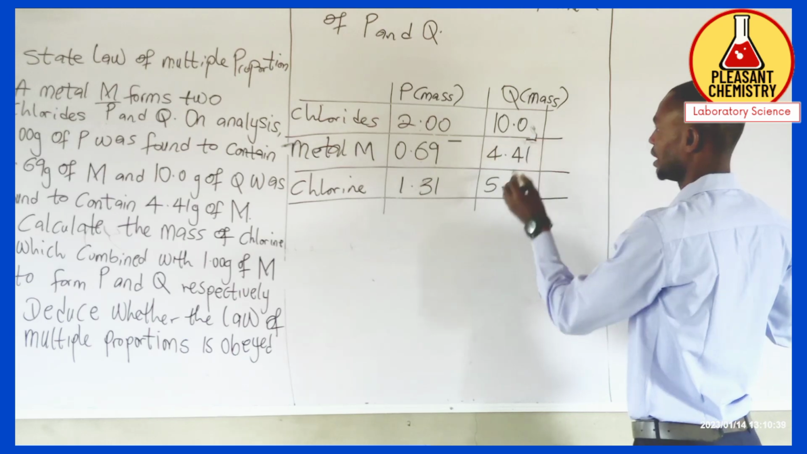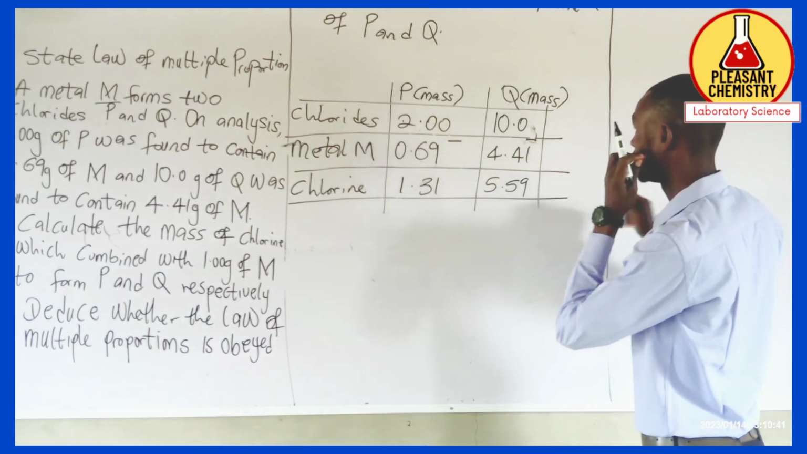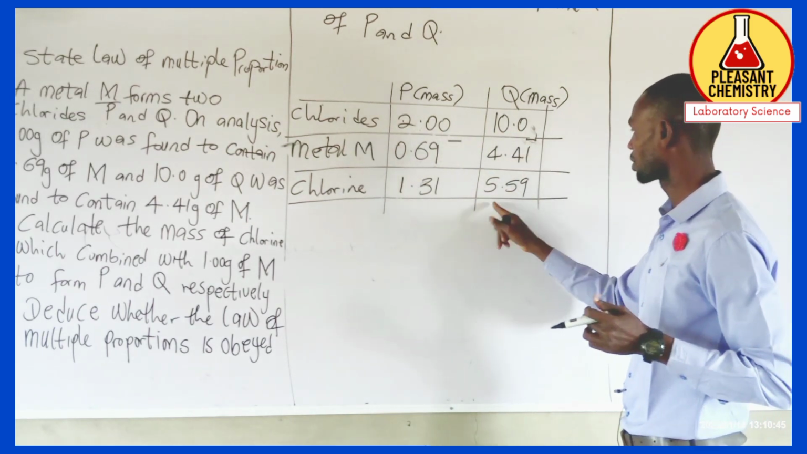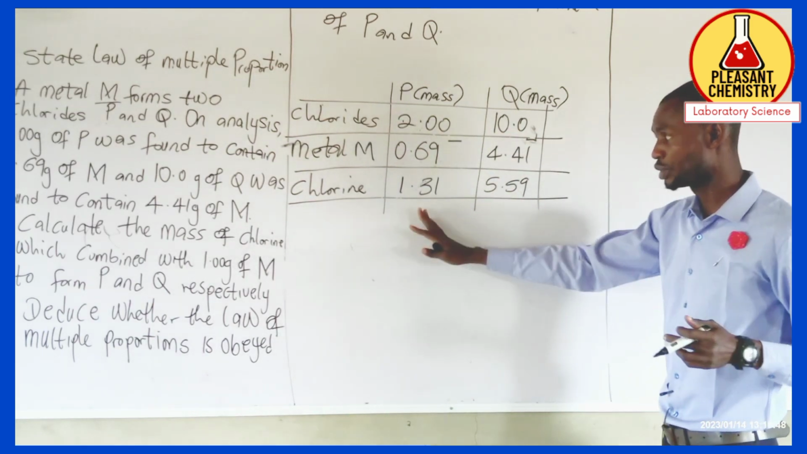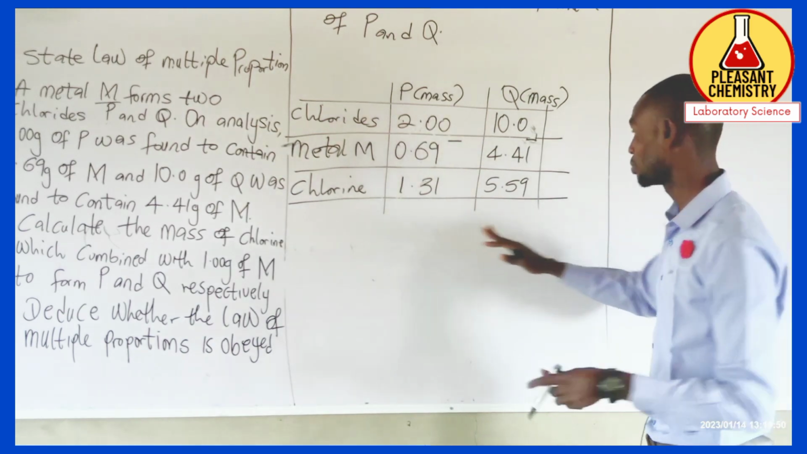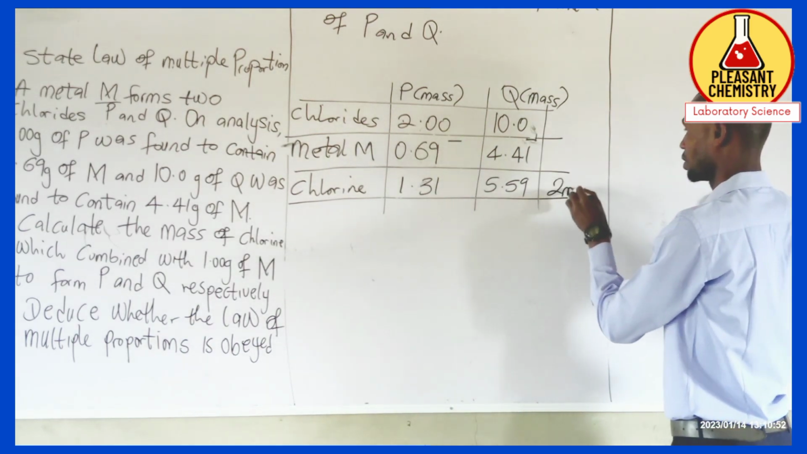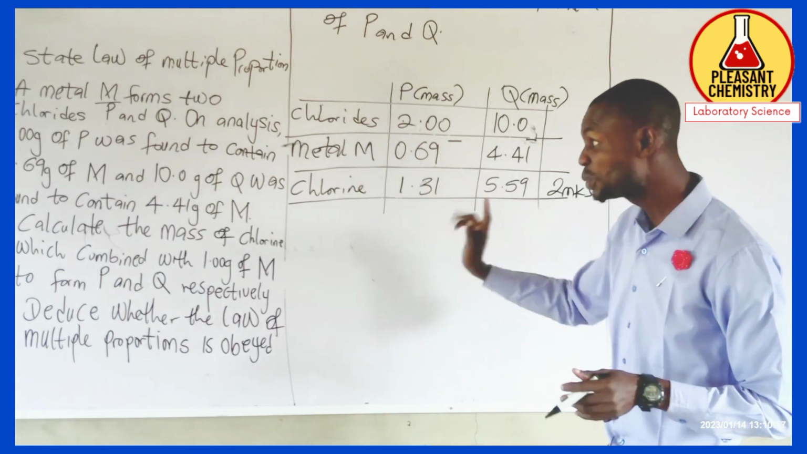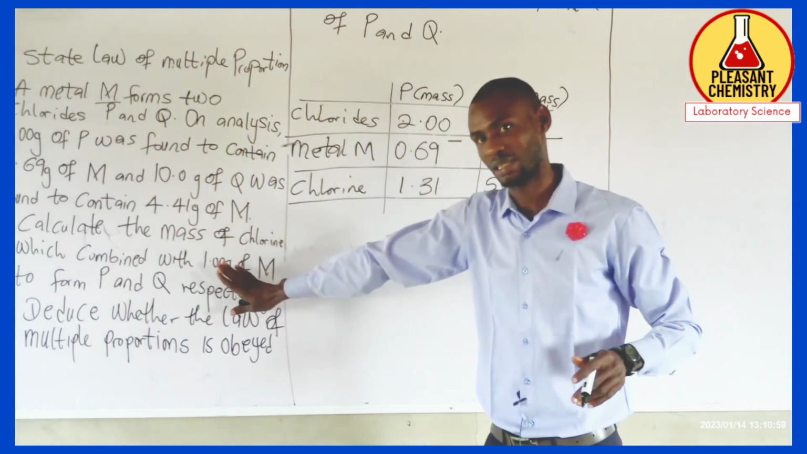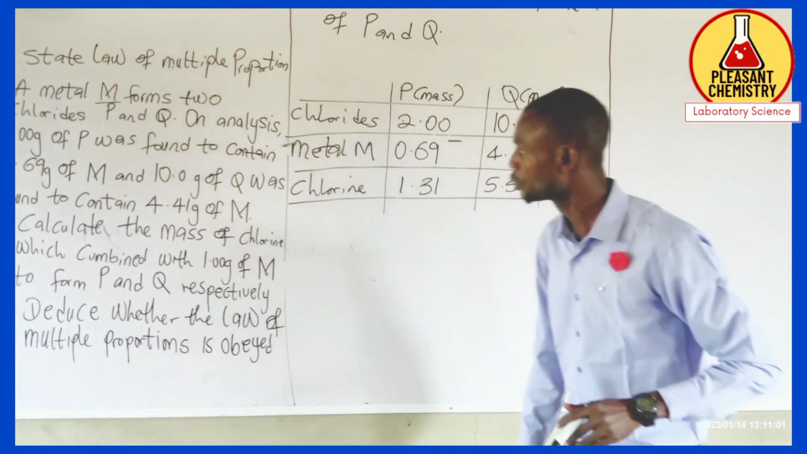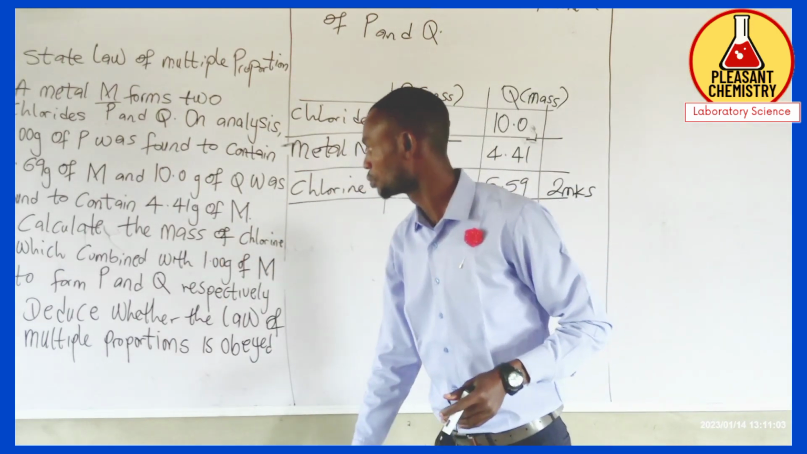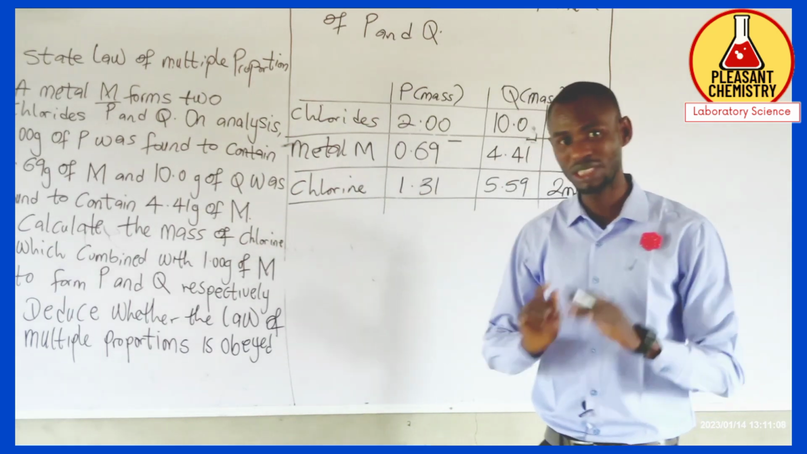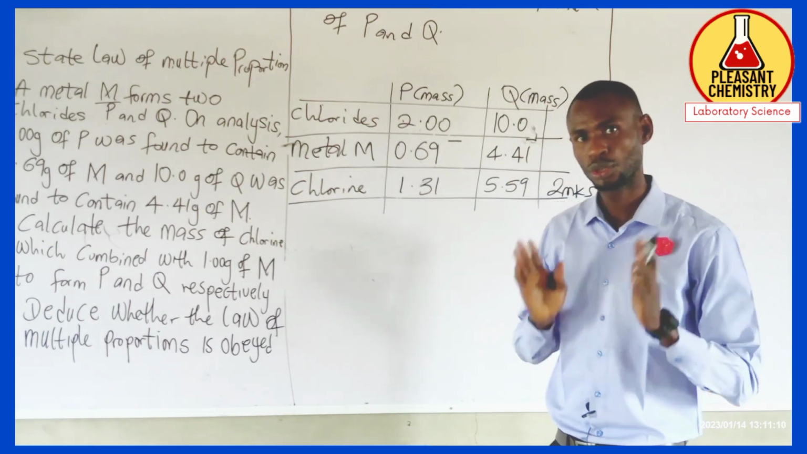I did the same thing here, 4.41. We take it away from 10.0 to give us 5.59. Now, having done this, when you are doing this in exam, you earn yourself 2 marks for this table for calculating the mass of chlorine, even though in the question it was not stated. Do you get it? So now let's move on to the next question. If we did not get this, the next question will be extremely difficult for us to calculate.